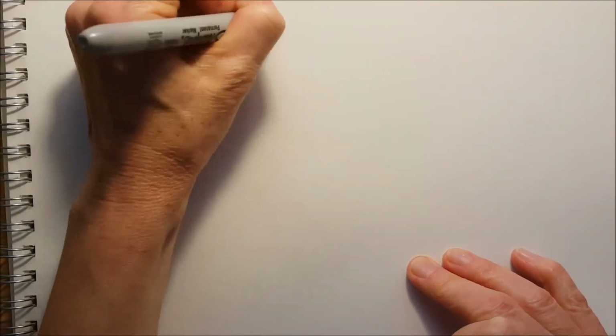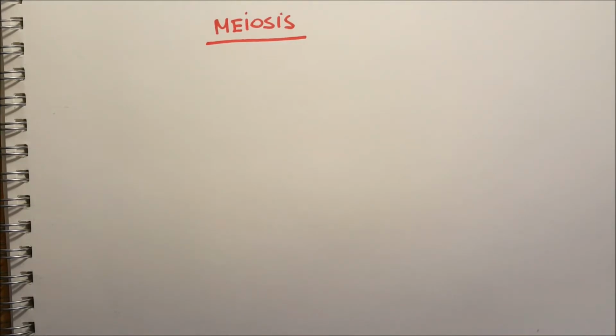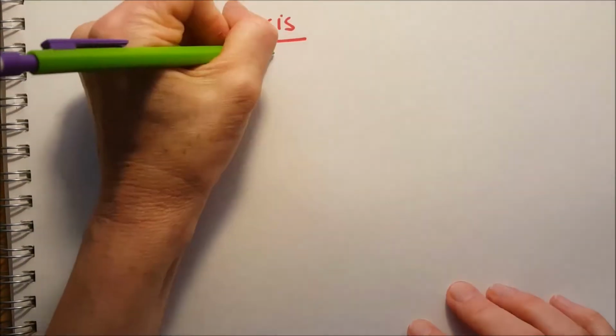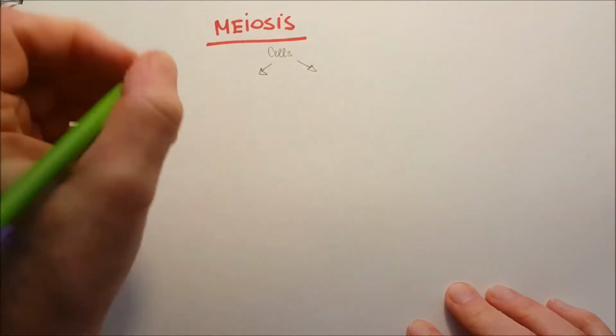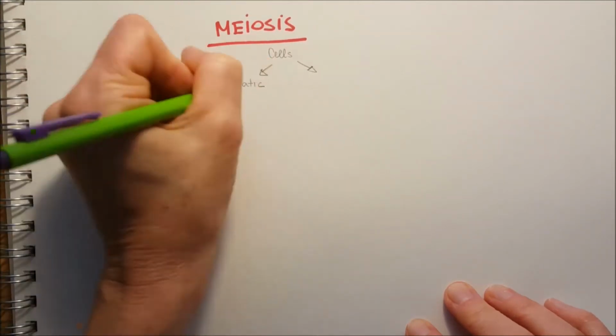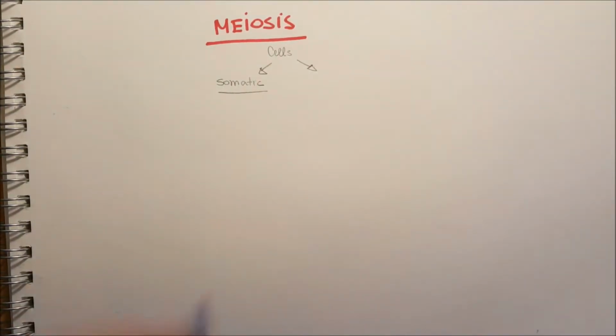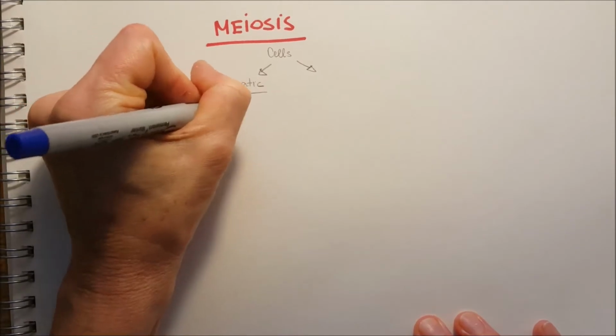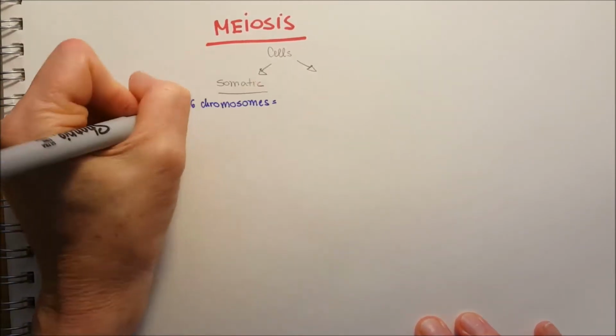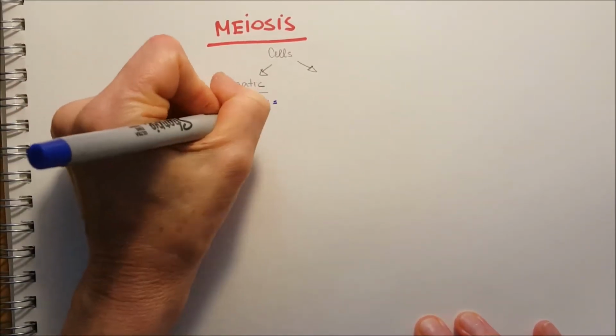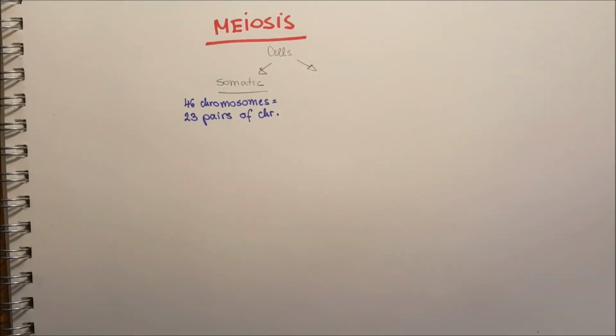The first type of cell division was mitosis, and now we are going to talk about meiosis, a different type of cell division. So the cells can be somatic cells, and the somatic cells in our body contain 46 chromosomes in our body cells, or 23 pairs of chromosomes.